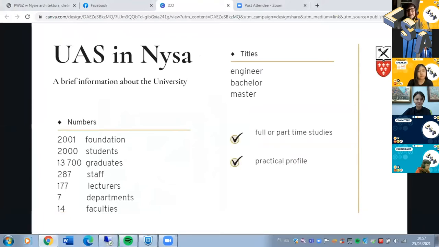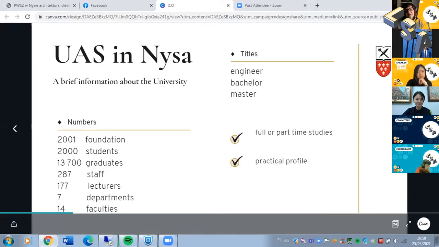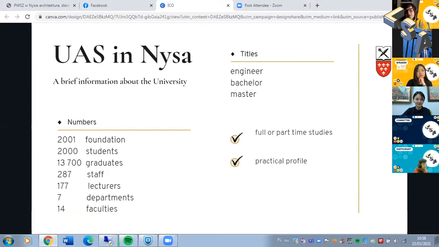The University of Applied Sciences in Nysa is, as the name says, about applied sciences. So we are not bringing general education for scientific reasons as much, but we also have studies on three levels. We teach for engineer title, bachelor title, and master's, depending on the faculty. At the moment, we have something about 2,000 students. There was a time when we had 5,000. Now it's 2,000, and we have released about 40,000 graduates. The staff numbers about 300, of which 200 are lecturers.